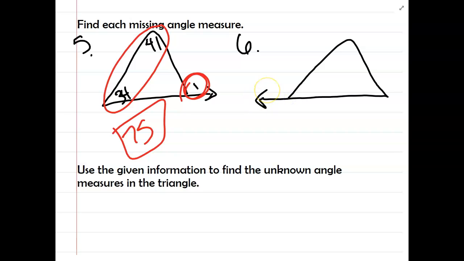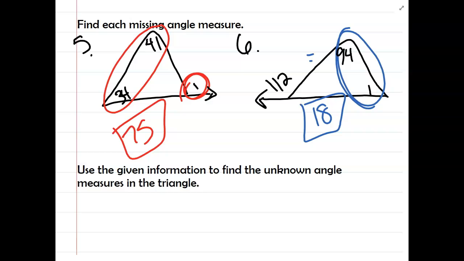And we're almost done. Now this time, I'm going to give you the exterior angle. It's 112. This top angle here is 94, and I'm looking for the bottom right angle. I know that 94 plus this angle adds together to equal 112. So to solve that, we would take 112 minus 94, and we should get 18.